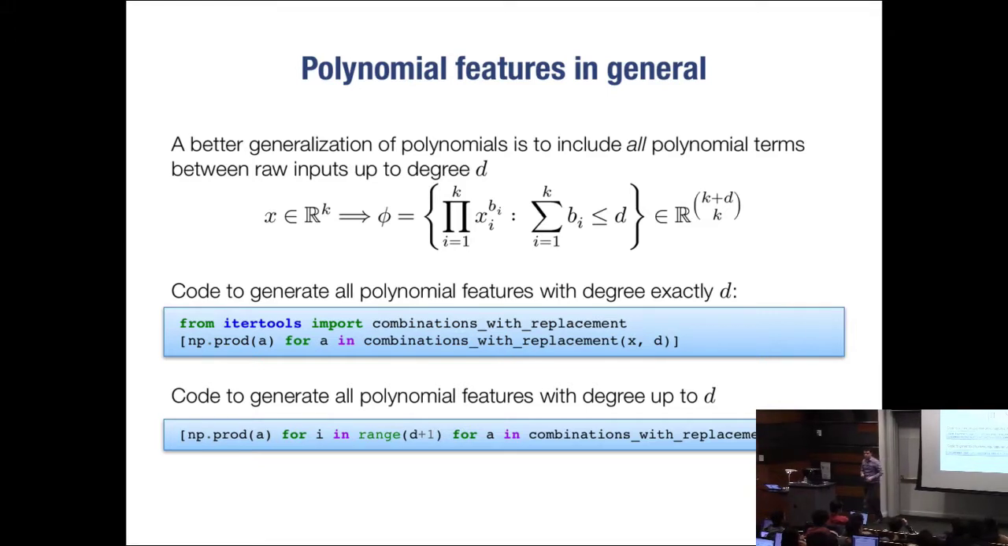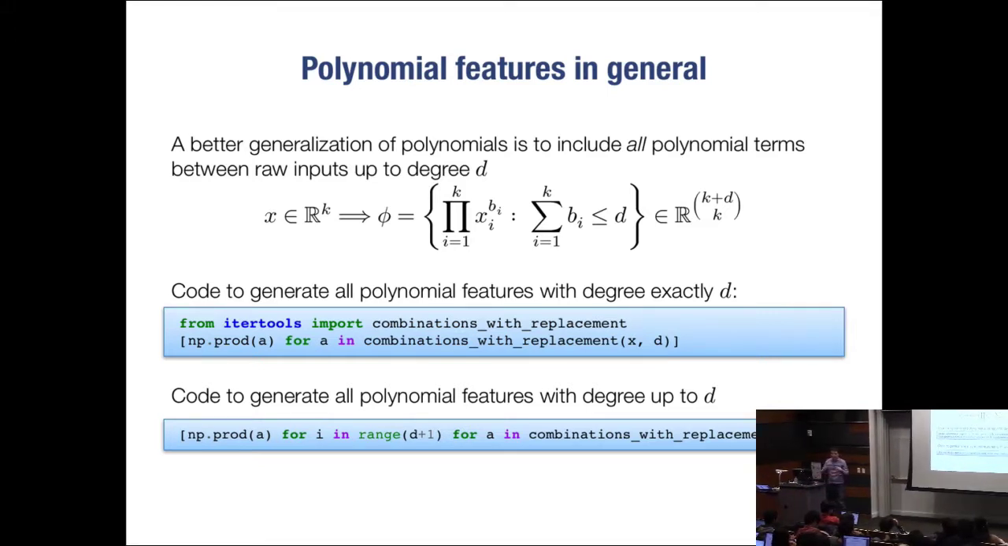Again, you're probably not going to ever write these yourself, but it is useful to be able to know how to go from a raw definition of polynomials that captures all possible combinations to some actual code that would do it. And fortunately, Python has some nice utilities that let you do that.